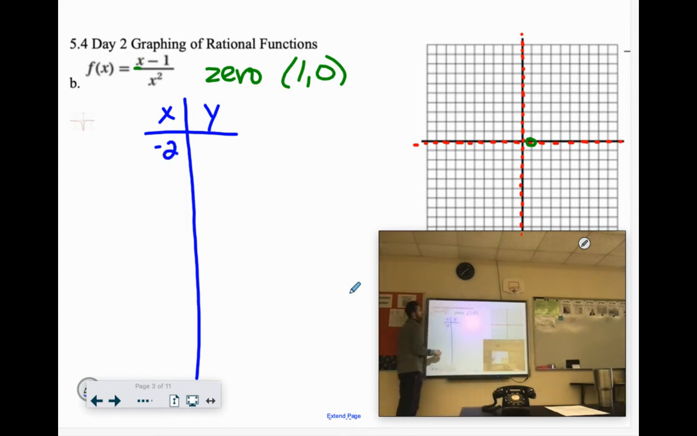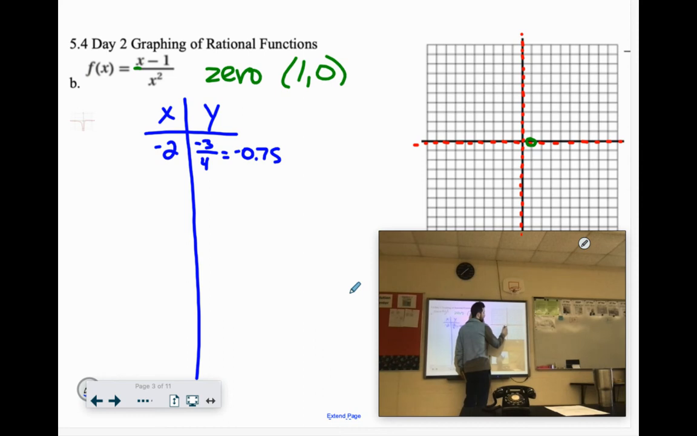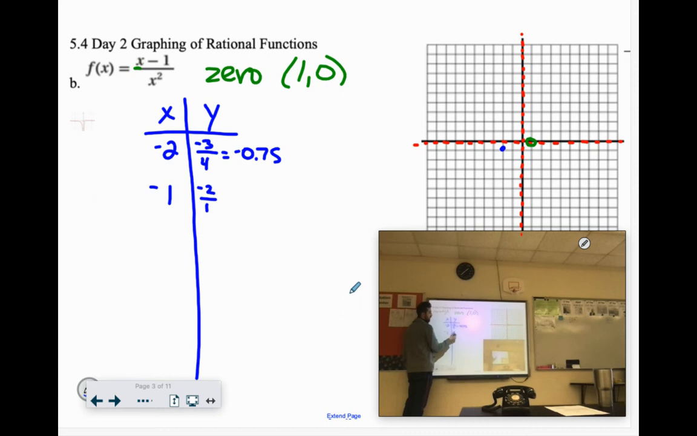If we substitute in -2, -2 minus 1 is -3, and -2 squared is 4. So this would give us -0.75. So we'll go 2 to the left and down-ish there. Let's try -1. -1 minus 1 is -2. -1 squared is 1. -2 over 1 is -2. So -1, -2. This is enough to show our curve.